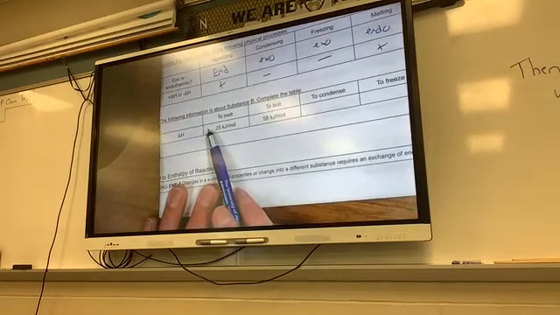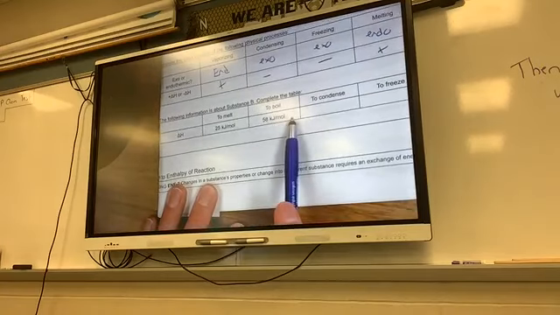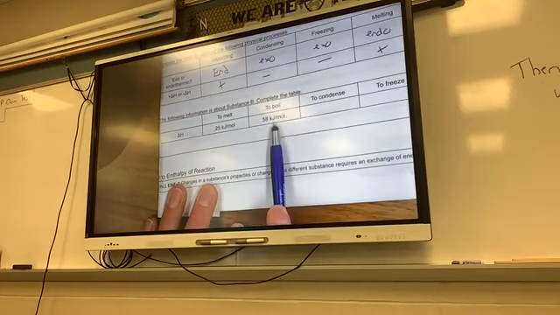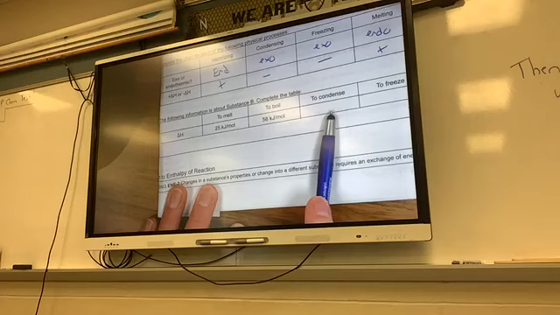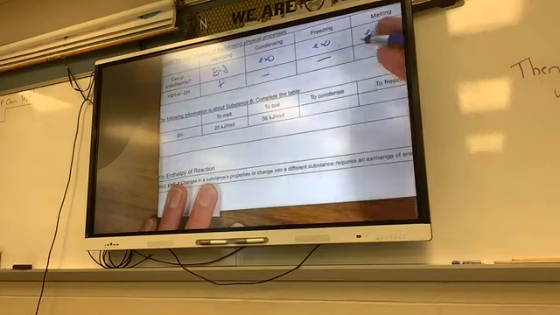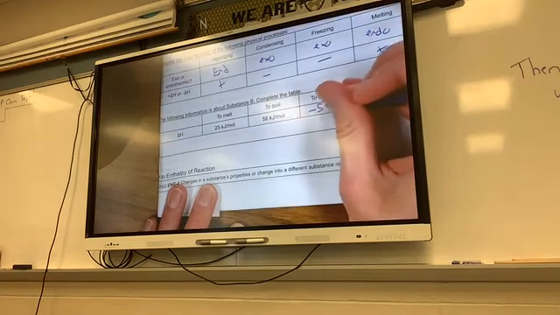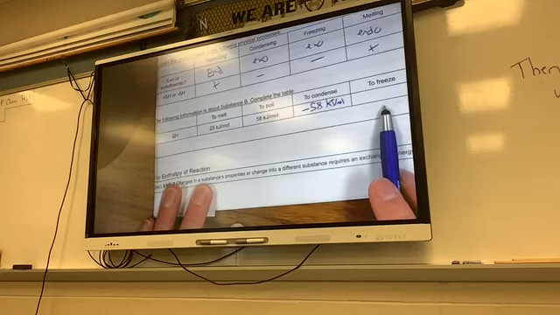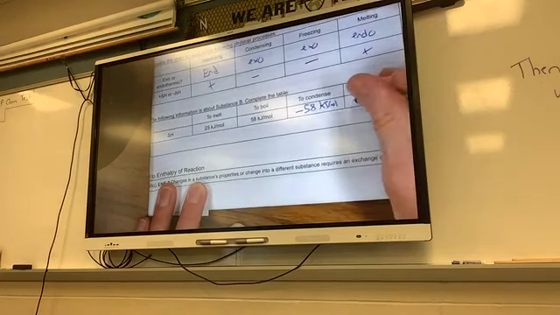The following information is about substance B. Complete the table. Delta H to melt is 25, to boil is 58. What about to condense? Negative 58 kilojoules per mole. To freeze? Negative 25 kilojoules per mole.